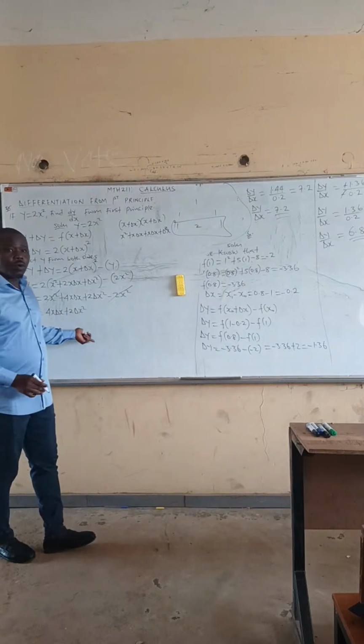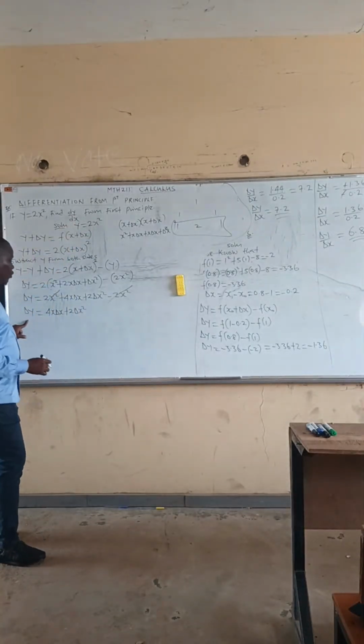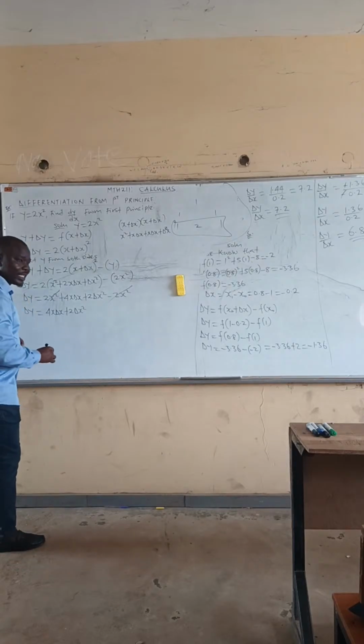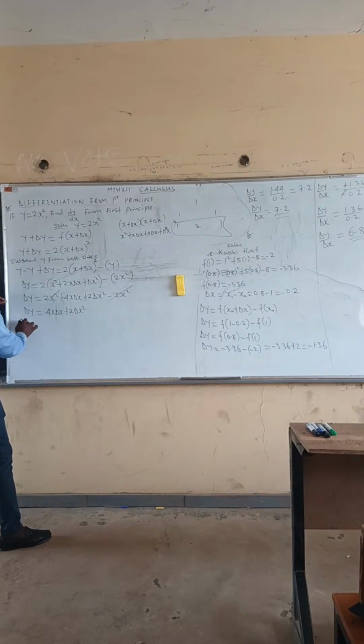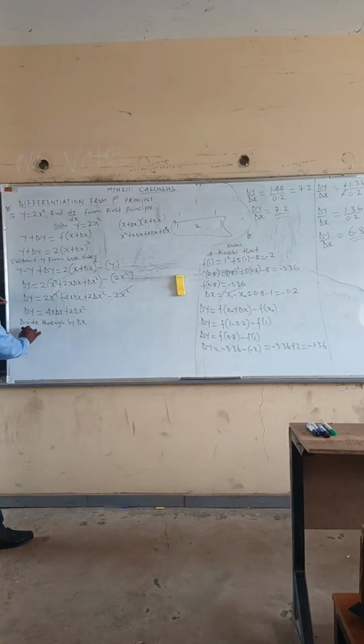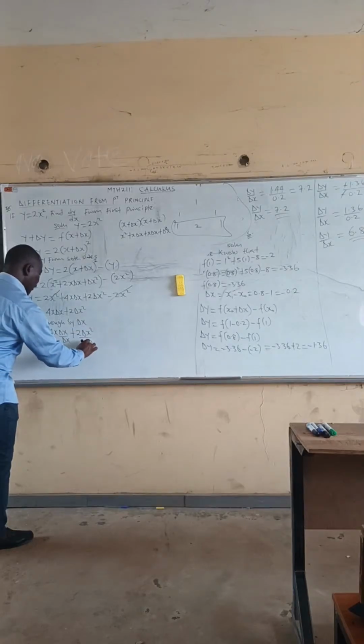So now, what we need to do, we are asked to find dy all over dx, not dy. So at this point, we are going to divide through by dx. So this implies that our dy all over dx is equal to 4x dx all over dx plus 2dx squared all over dx.